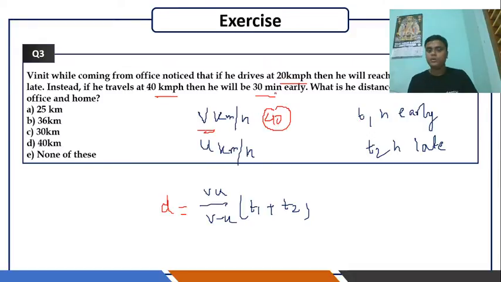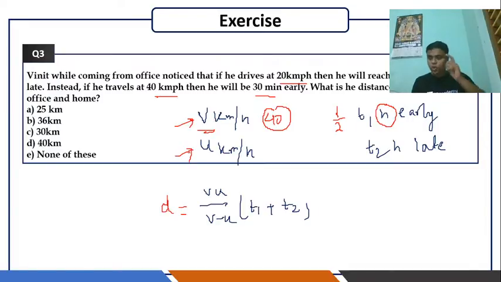Here we have t1 equals 30 minutes, but I need to convert this to hours. So 30 minutes is equal to half an hour. So I know the value of v, I know the value of t1. Now as I know the value of v, I can also find out the value of u.